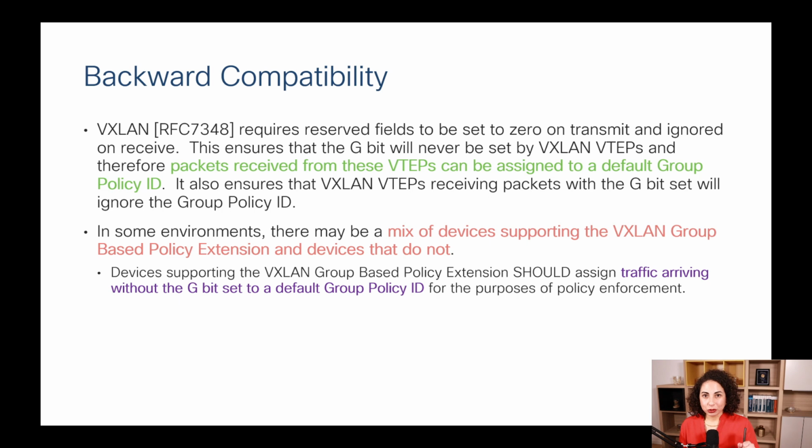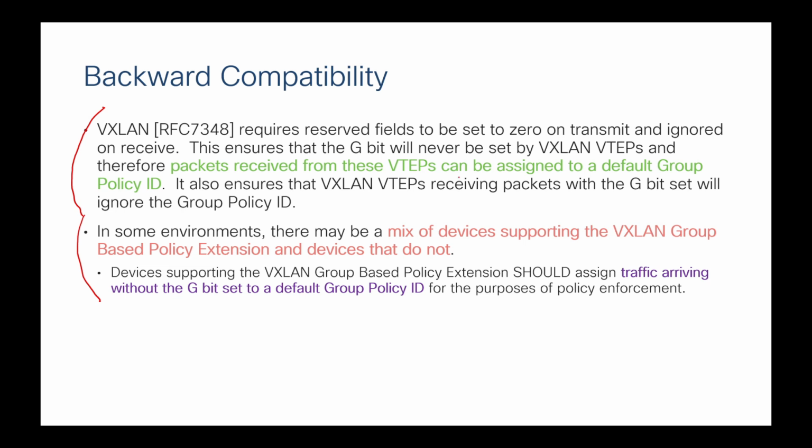Now, if we move back to the backward compatibility which I teased multiple times, the RFC for GBP has this paragraph that I have copy-pasted on the screen because it is very interesting. What it says is that the original RFC, being 7348, requires the reserved fields to be set to 0 on transmit and ignored on receive. It is what we reminded some slides ago when we were refreshing this RFC.